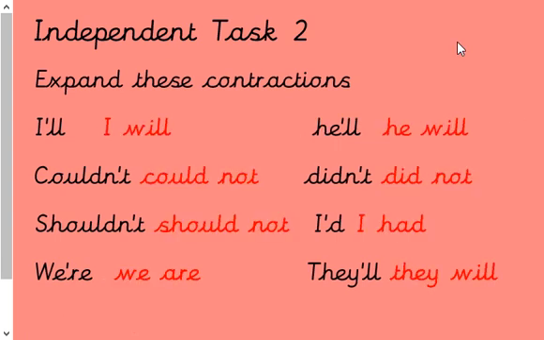Okay, well done. I hope you did okay with those. We'll just quickly go through the answers. So I'll will be I will. Couldn't would be could not. Shouldn't would have been should not. We're would have been we are. He'll would have been he will. Didn't would have been did not. I'd would have been I had. Or they'll would have been they will. Okay, hopefully you're okay with those.